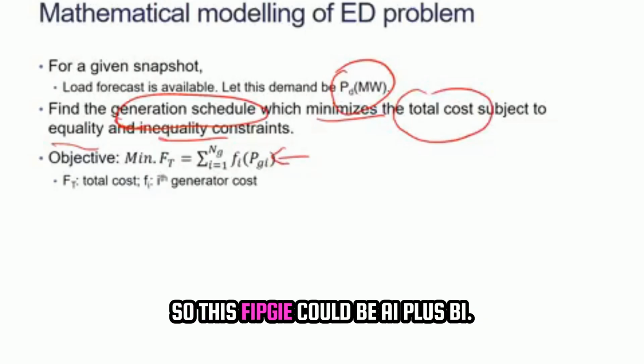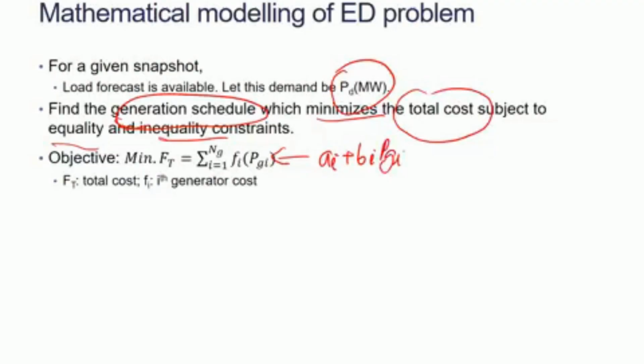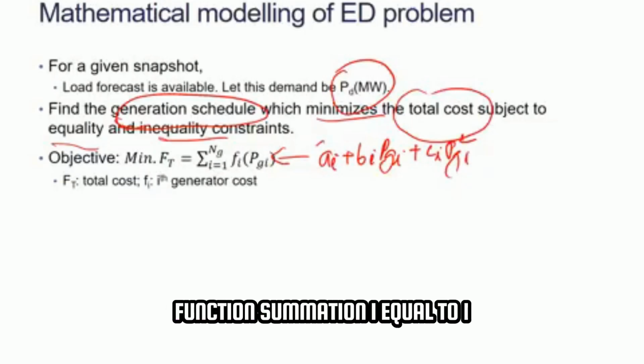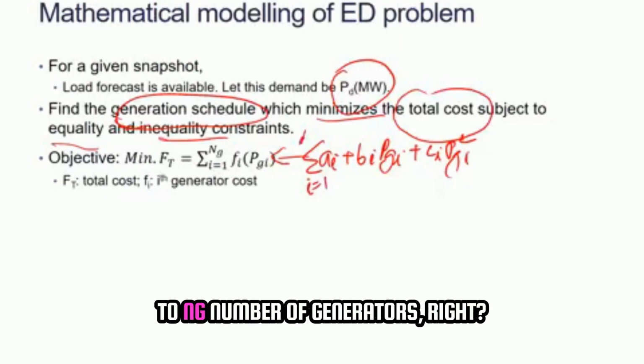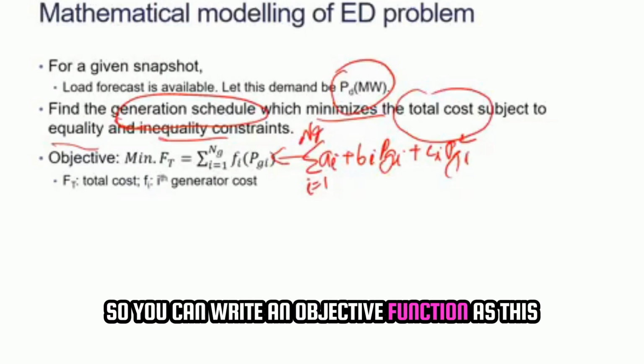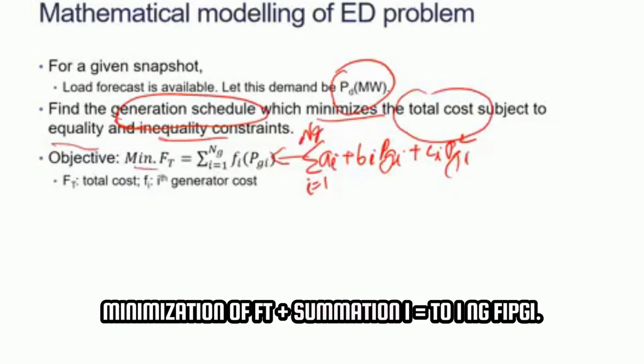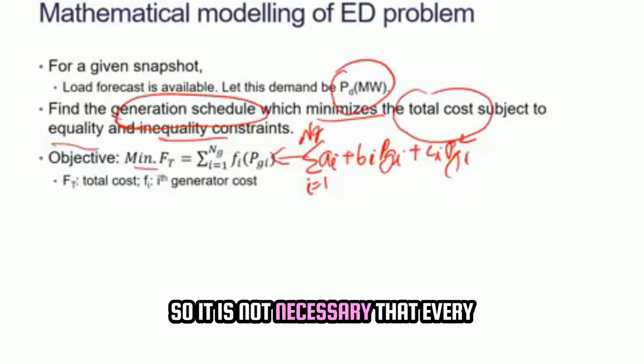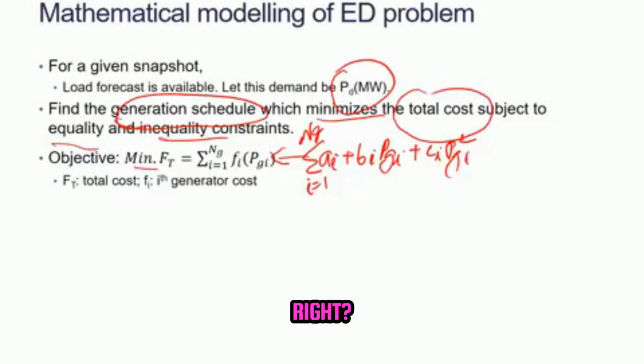So this Fi(PGi) could be ai plus bi PGi plus ci PGi squared. So this could be a quadratic function, summation i equal to 1 to ng, the number of generators, right? So you can write the objective function as: minimization of summation i equal to 1 to ng of Fi(PGi). This is the cost function. It is not necessary that every generator will have a quadratic one. It's the freedom of a generator, so he can give either a quadratic one, a linear one, or a constant one. It is his choice, right?